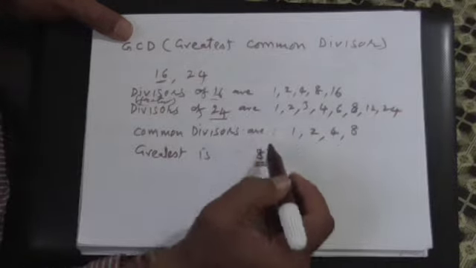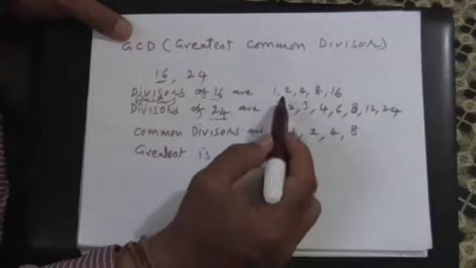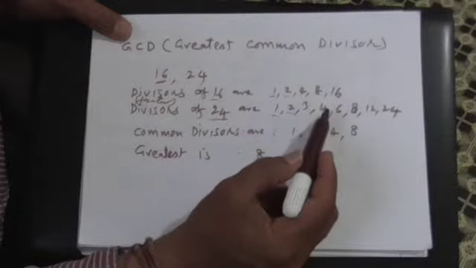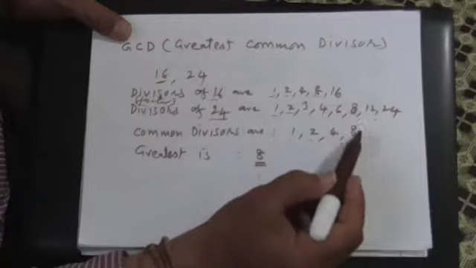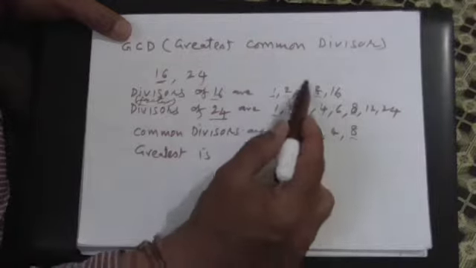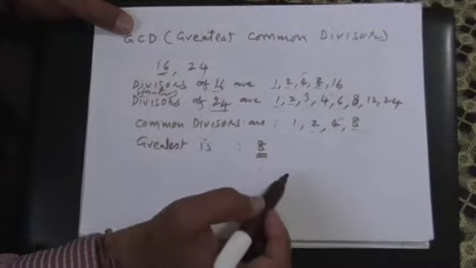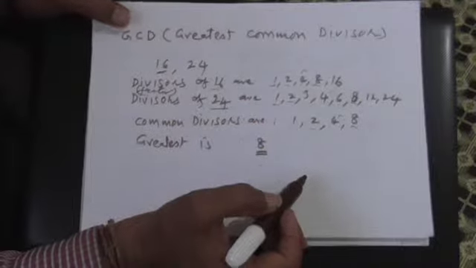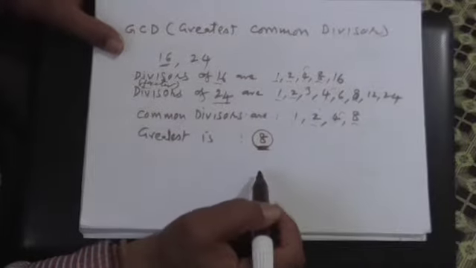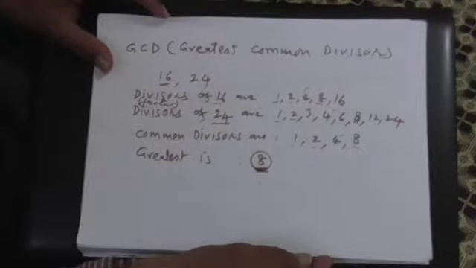When you take these two, the common divisors: 1 is a common divisor, which I have listed here. 2 is also a common divisor. 8 is a common divisor. 4 is also a common divisor. So 1, 2, 4 and 8 are the common divisors, out of which the greatest is 8. And hence the answer for 16 and 24 is 8.